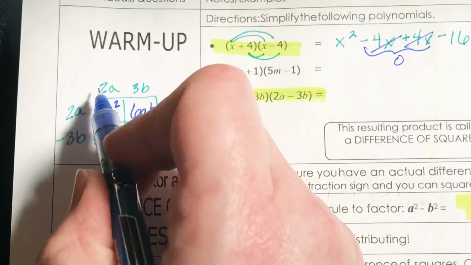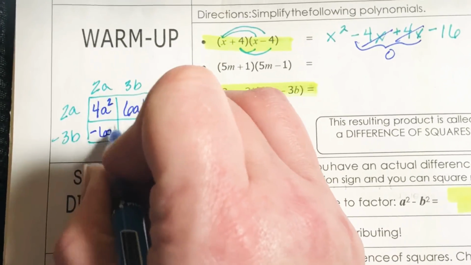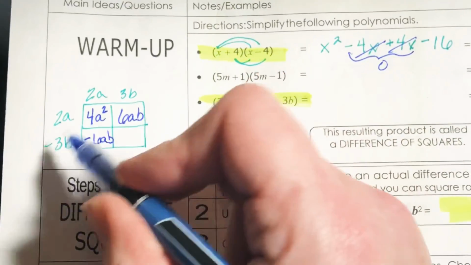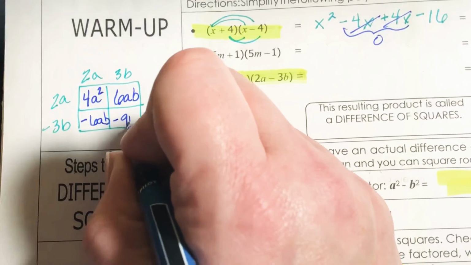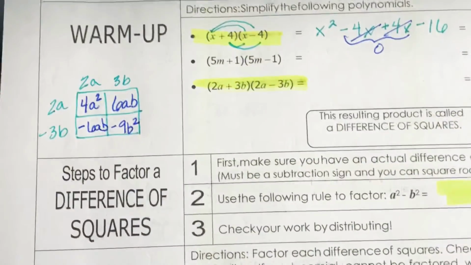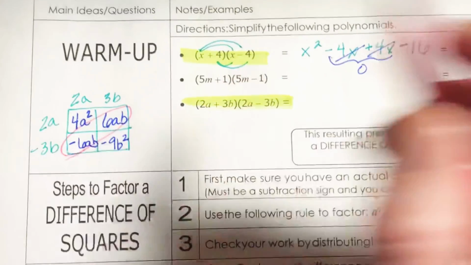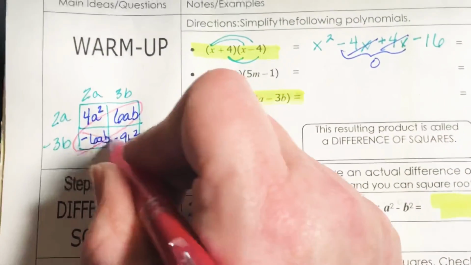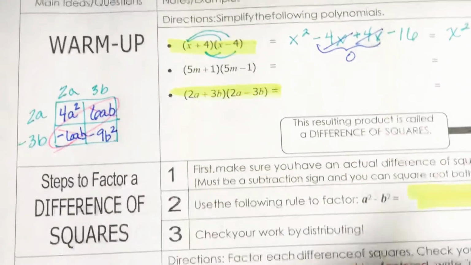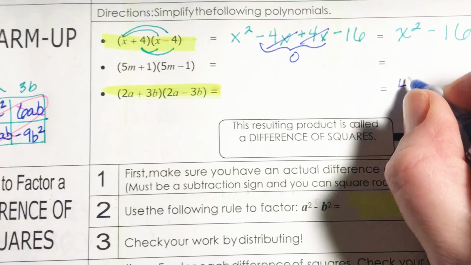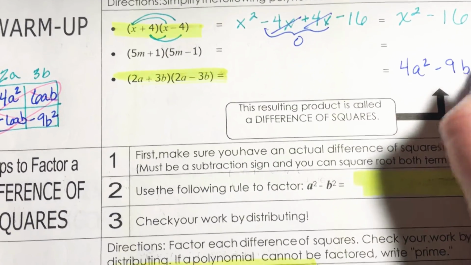2a times negative 3b, that's 2 times negative 3 is negative 6. A times b is ab. And then 3 times negative 3 is negative 9. B times b is b squared. And again, we're going to combine our like terms. Negative 6ab plus 6ab, those are going to cancel out. And so all I'm left with is the 4a squared minus 9b squared. So 4a squared minus 9b squared.